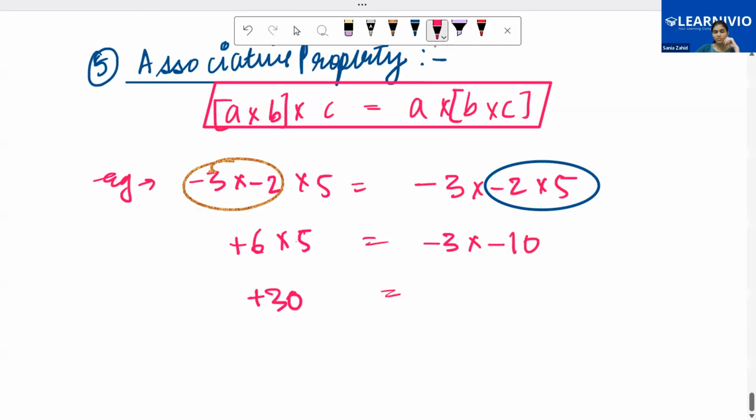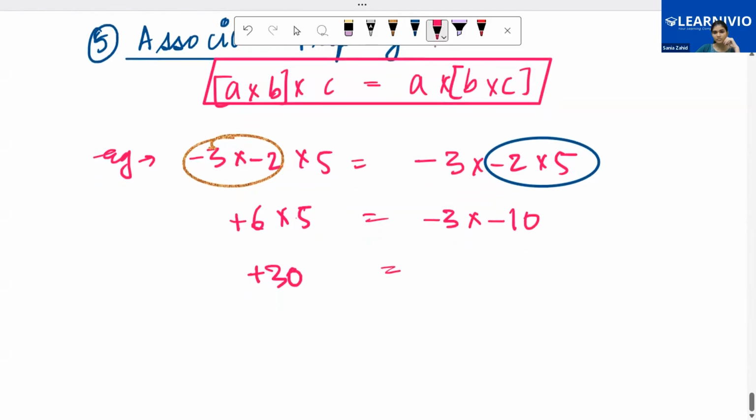What is minus 3 into minus 10? Positive, plus 30. So you're getting the same answer. That means associativity is true for multiplication as well.